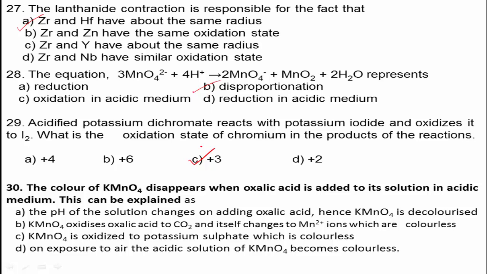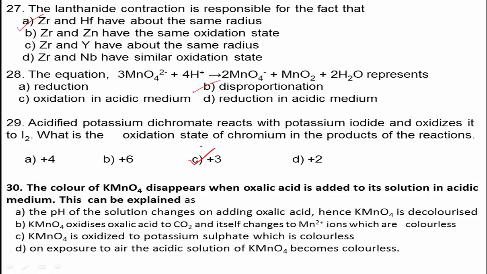Next, question number 30. The color of KMnO4 disappears when oxalic acid is added to its solution in acidic medium. This can be explained as: option A, the pH of the solution changes on adding oxalic acid, hence KMnO4 is decolorized. Option B, KMnO4 oxidizes oxalic acid to CO2 and itself changes to Mn2 plus ions which are colorless. Option C, KMnO4 is oxidized to potassium sulfate which is colorless. Option D, on exposure to air, the acidic solution of KMnO4 becomes colorless.